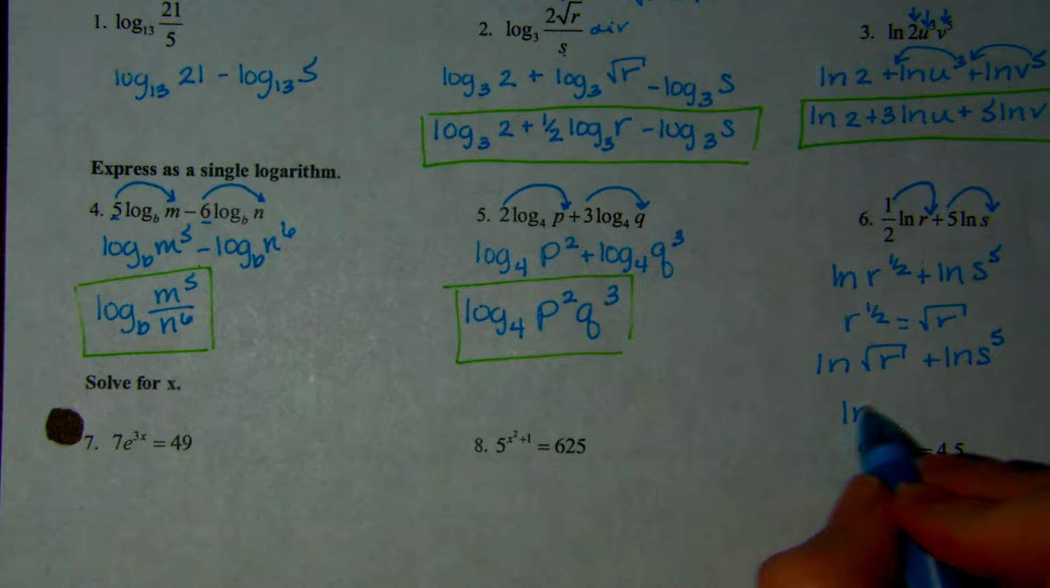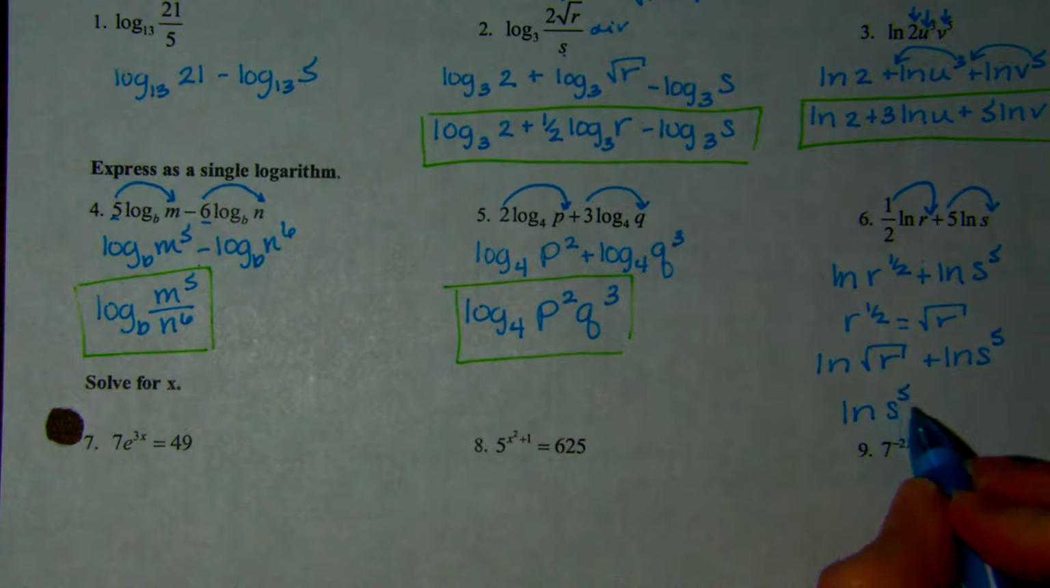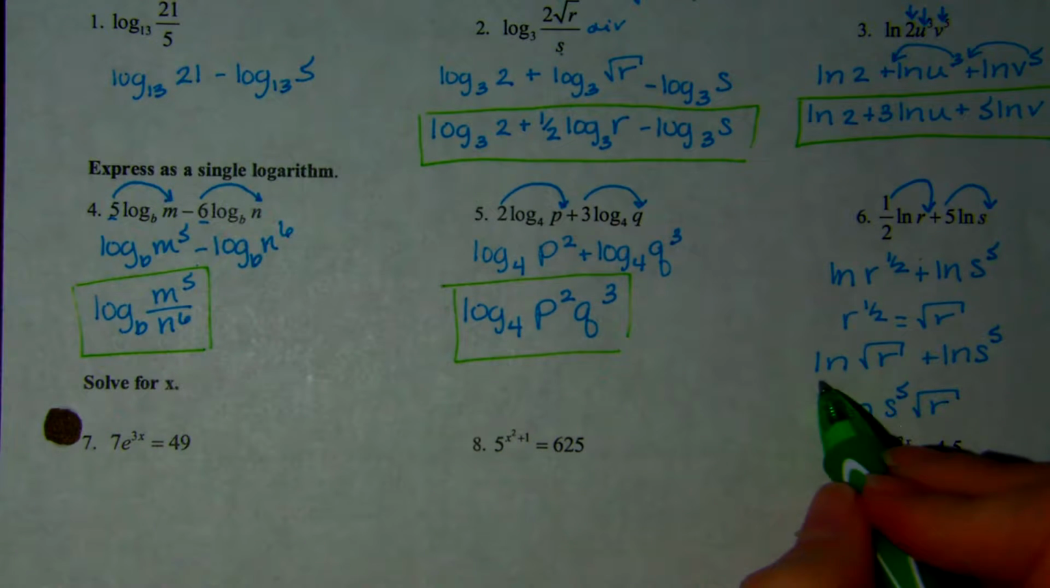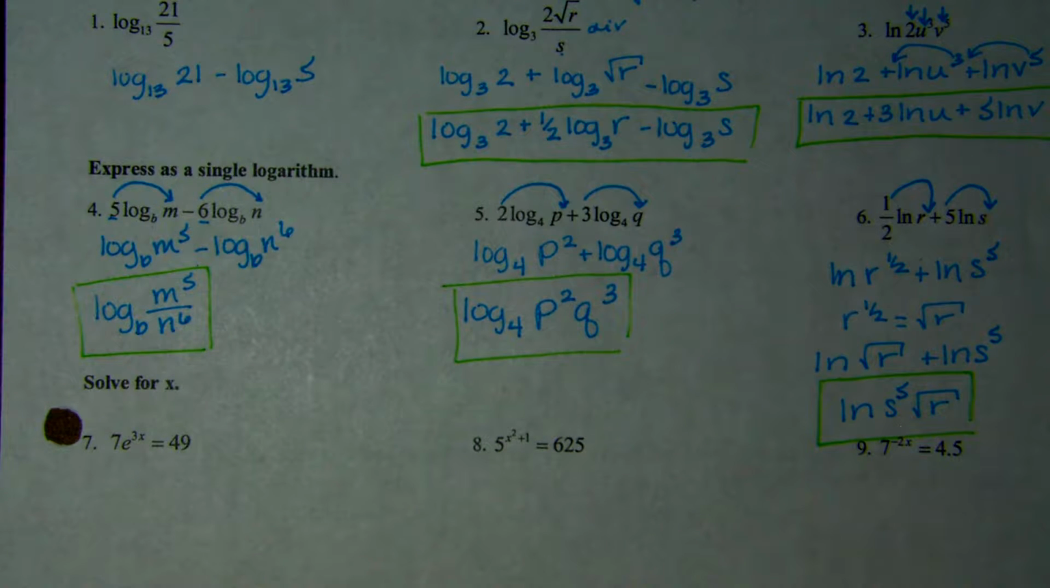This is the natural log of, I would write s to the 5th square root of r, because you put your root term last so that you don't accidentally put something that's not a root under the root.